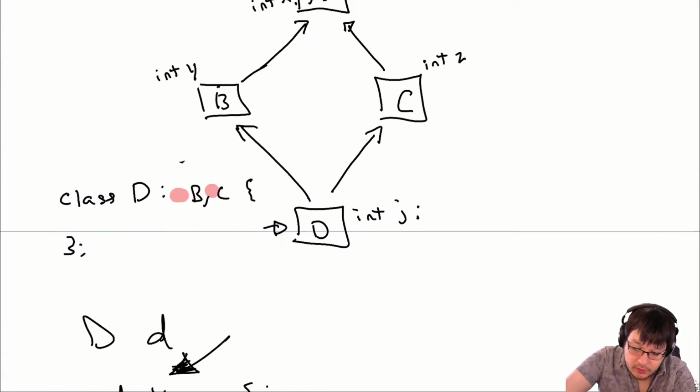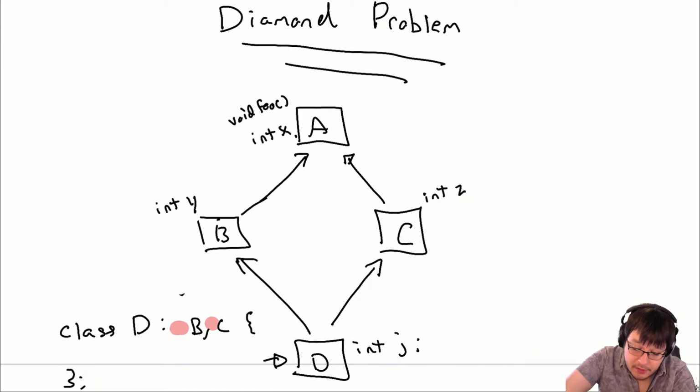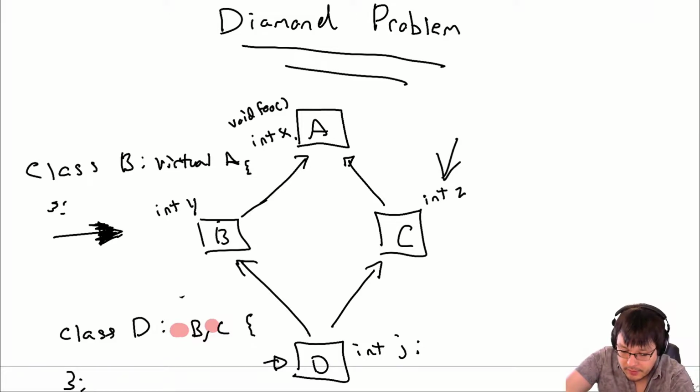And so the solution to this is to add the word virtual in front of your inheritance at this level. So when you're doing this inheritance, say class B inherits from A, again, public whatever, but also you're going to put in there the word virtual. And similarly here. I do think you need to put it in both.